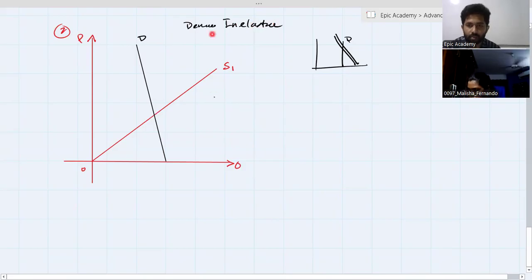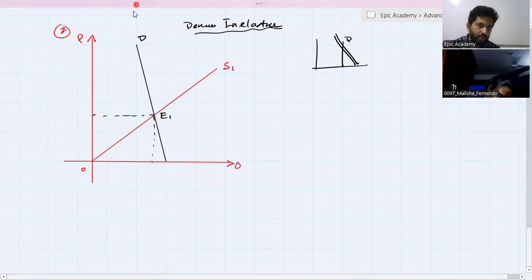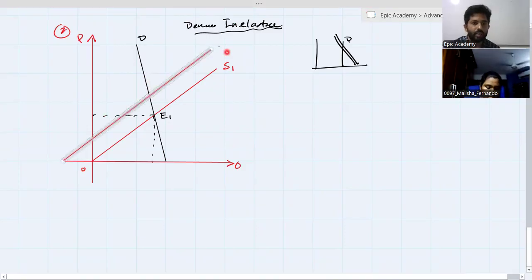Demand inelastic. Okay, so this is the point where we can identify the equilibrium position. But just consider, after this situation, the government tries to impose a unit tax, and what will happen to the supply curve? It increases. Okay, upward shift.